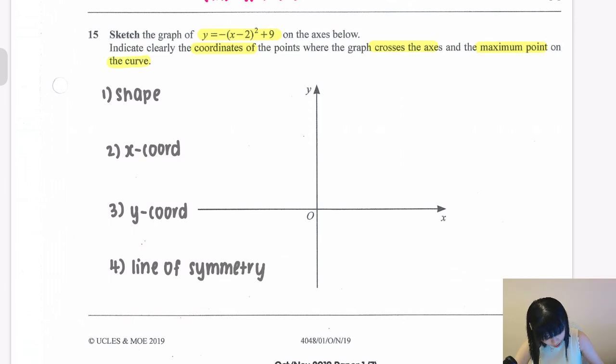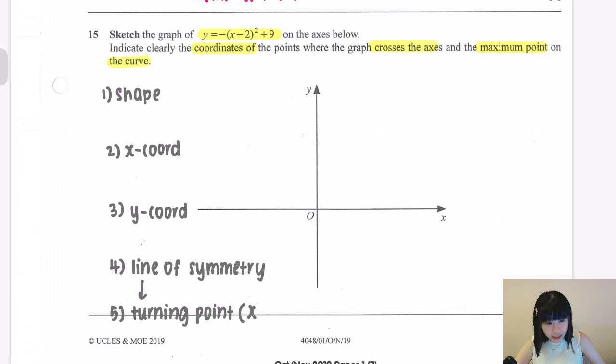And with the line of symmetry, we can actually find the turning point. Because the line of symmetry always gives you the x at the turning point, and you can sub the x into the original equation to get the y at the turning point. So the turning point can be a minimum or maximum point depending on the quadratic graph. So these are the 5 things we need to find. Let's find them one by one.